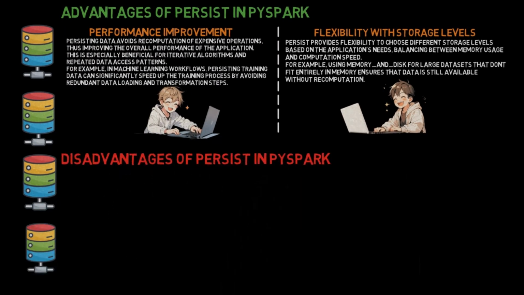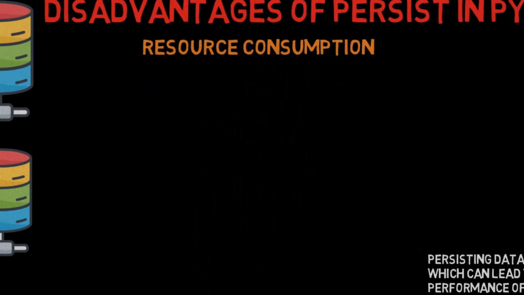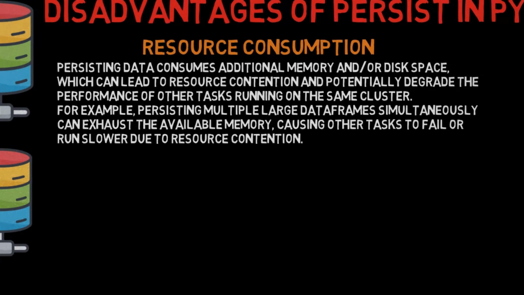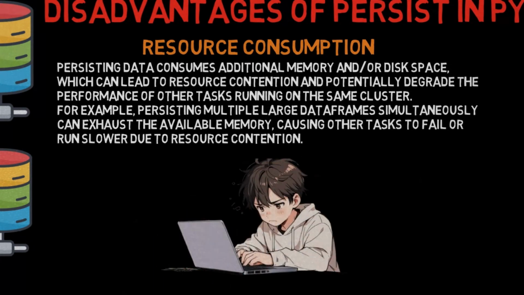Disadvantages of Persist in PySpark. Resource consumption. Persisting data consumes additional memory and disk space, which can lead to resource contention and potentially degrade the performance of other tasks running on the same cluster. For example, persisting multiple large data frames simultaneously can exhaust the available memory, causing other tasks to fail or run slower due to resource contention.